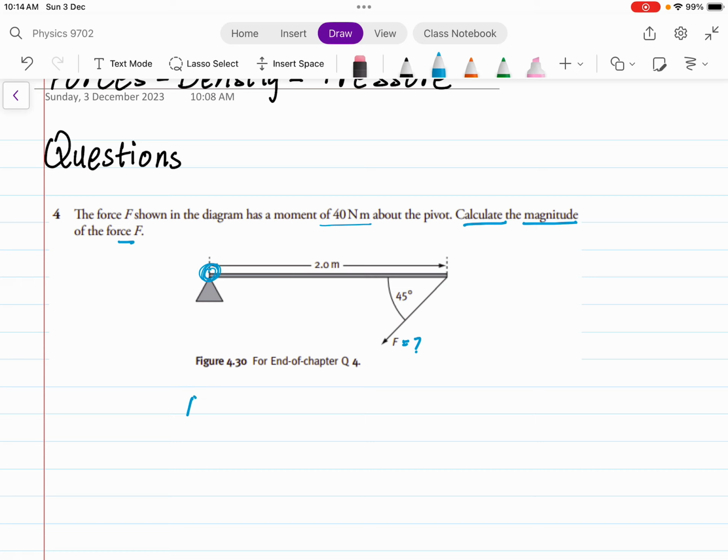Turning effect, that is moment, is equal to what? Force into perpendicular distance from pivot. Perpendicular distance from pivot to where? To the line of action of force. Now the line of action of force at this point in time is this one. So I see that this 2 meters is not perpendicular, and in moments I need perpendicular distance.